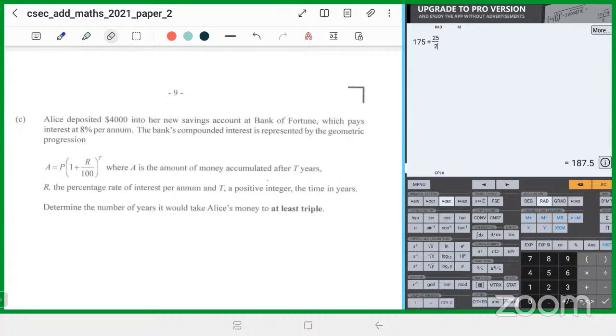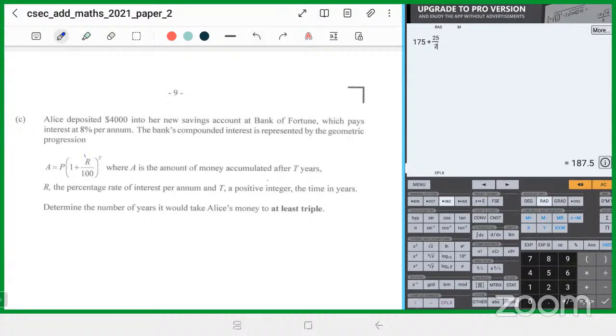The compound interest formula is really that they say Bank of Fortune, which pays 8% interest. So this is the R. The R equals 8 right there. The percentage is already taken care of with the 100 and a year. Right? The bank's compound interest is represented by a geometric progression, where A is the amount of money accumulated after time. So A is the amount accumulated inclusive of the interest.